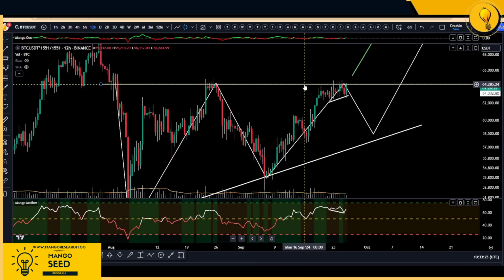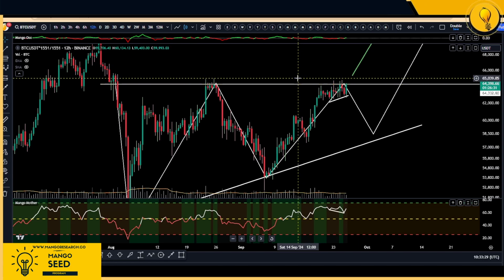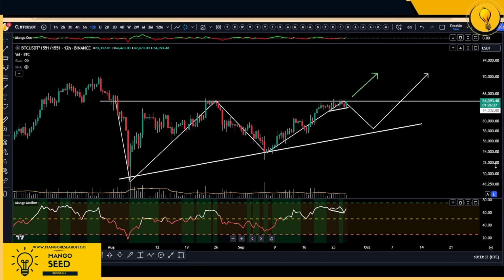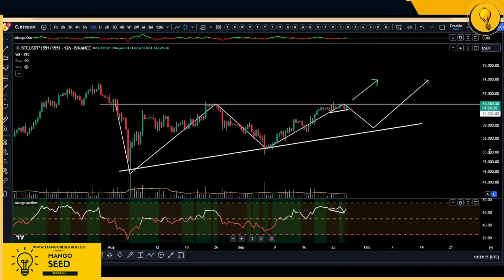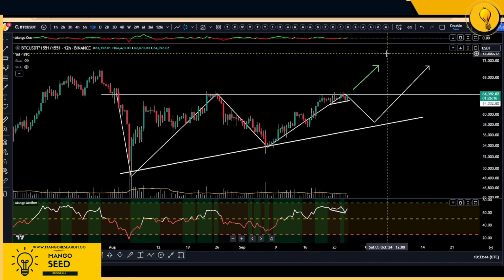If we can start seeing two 12-hour candle closes above this horizontal, I am going to be looking towards these highs getting targeted next. Once those highs get taken out with two 12-hour candle closes above this level, I think we are making a move for it, a run to around $80,000.